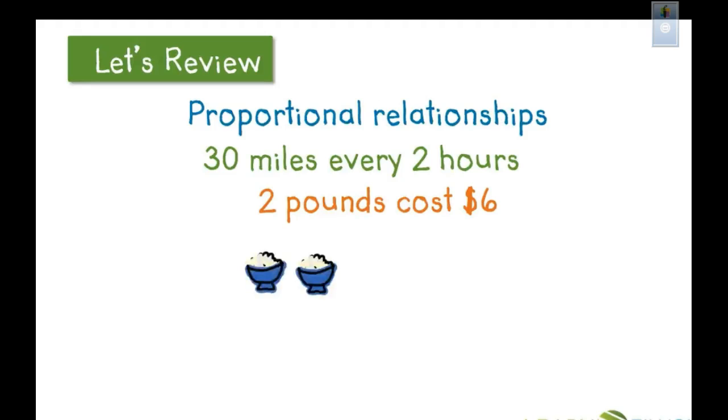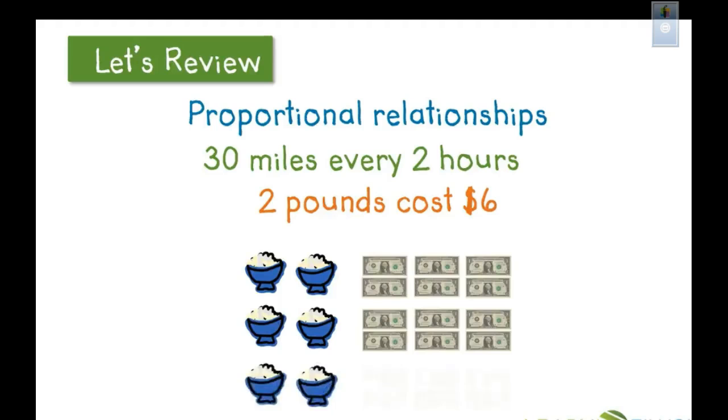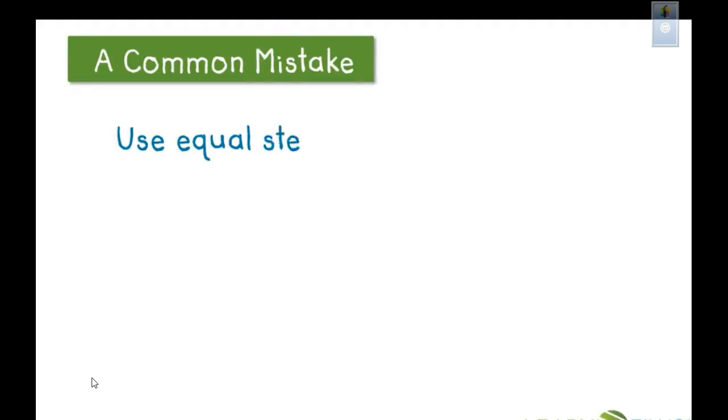multiplying or dividing. For example, if 2 pounds costs $6, you could double or multiply by 2 to get that 4 pounds cost $12. You can do that because it's a proportional relationship. You could also, for example, triple the original and get that 6 pounds cost $18. In this lesson, we'll be making graphs.